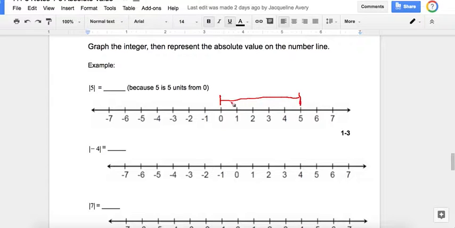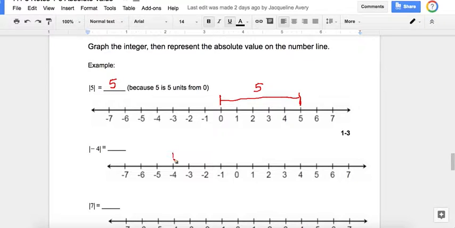And I want to know what the distance is from 0. So how far is 5 away from 0? It is 5. So this is how we represent it on a number line. And then we put the answer of 5 over here. Okay, the next one is absolute value of negative 4.